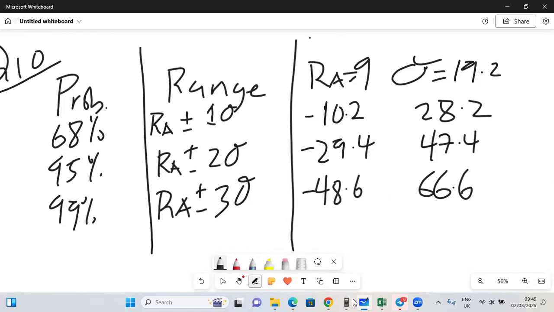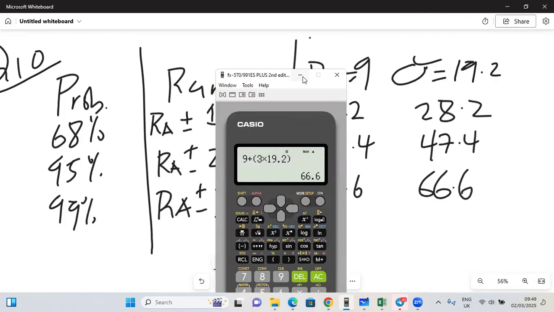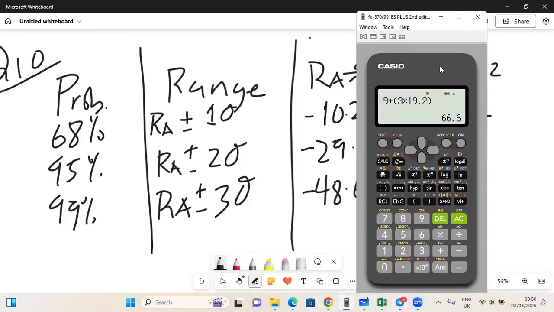Right. So you can just put them on a calculator. For example, here it's just 9 minus, bracket, 3 times 19.2. That's it here. You see. Then the other one is just going to be plus. They're just going to be so easy and straightforward. So let's move on.